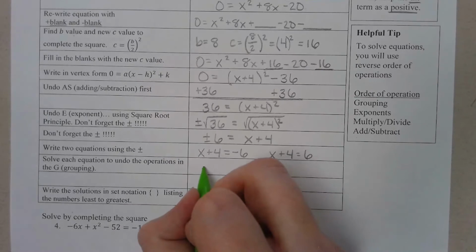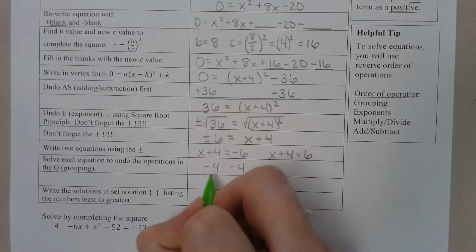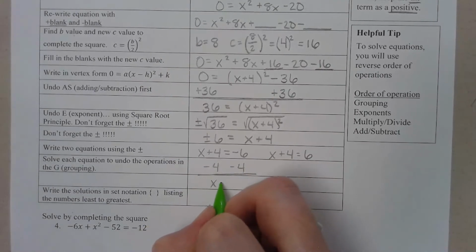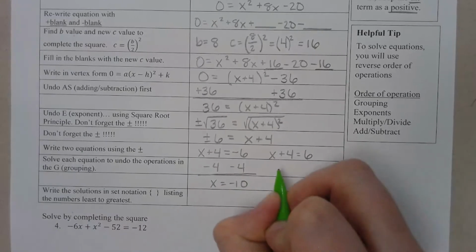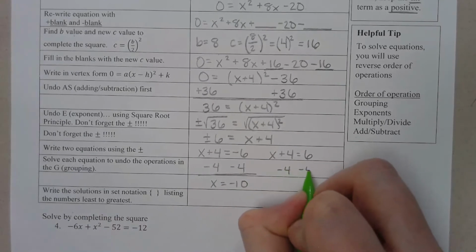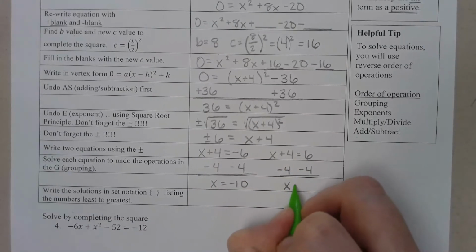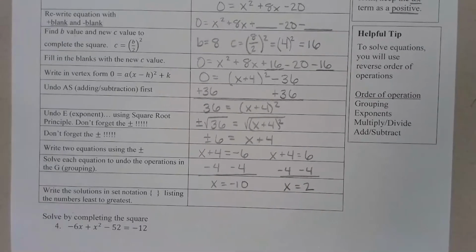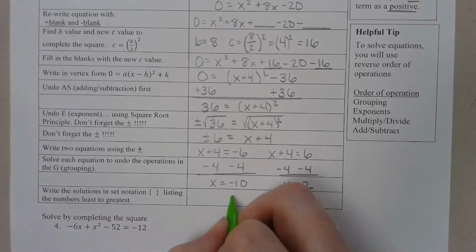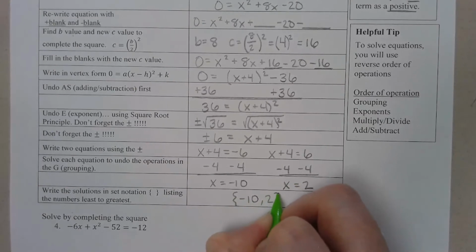Let's solve that by subtracting 4. So our first solution, we get x equals negative 10. And again, subtracting 4 for our second equation, we get x equals 2. So our solutions in set notation, we get negative 10 and positive 2.